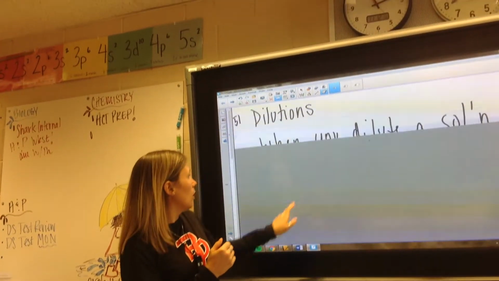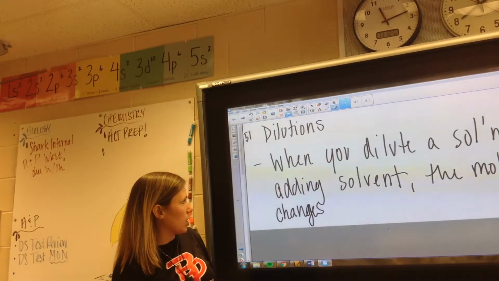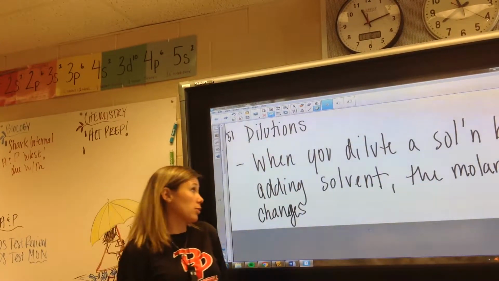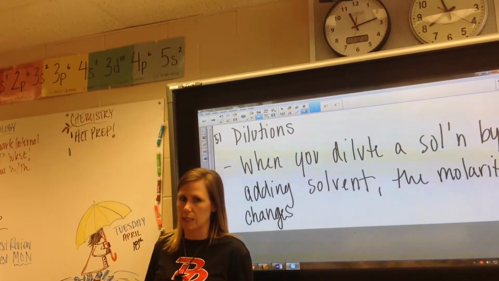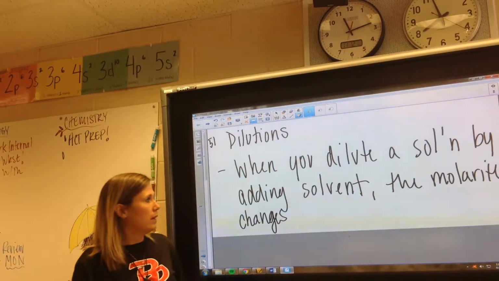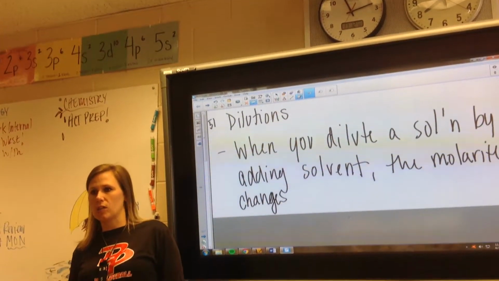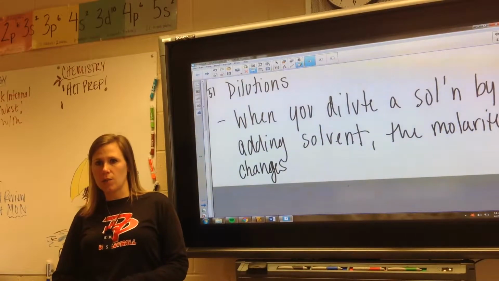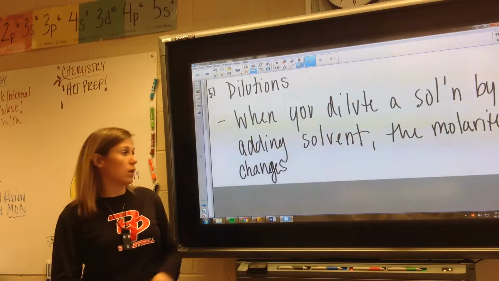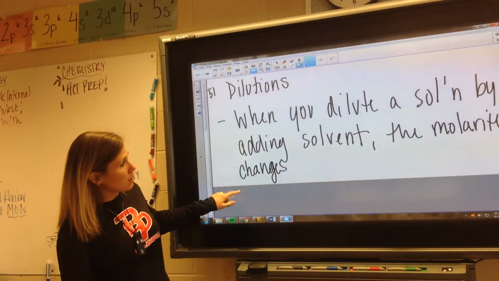Okay. So what you're looking at, just as a general definition, is that a dilution is when you dilute a solution by adding a solvent. In most cases, your solvent will be water. And then the molarity is going to change. Okay, the molarity is going to decrease. It's going to become more dilute, less concentrated.